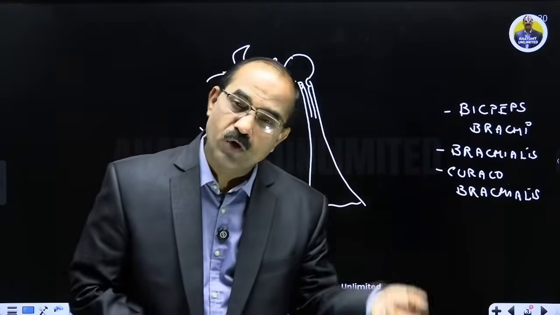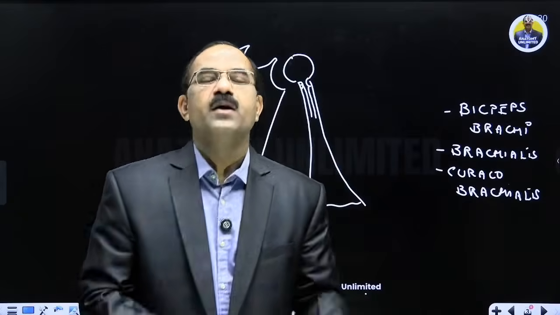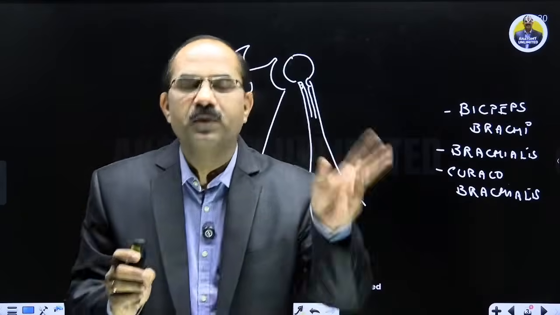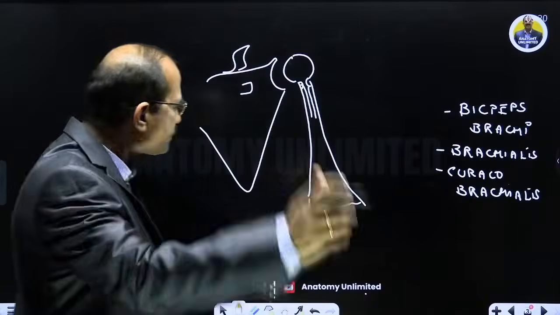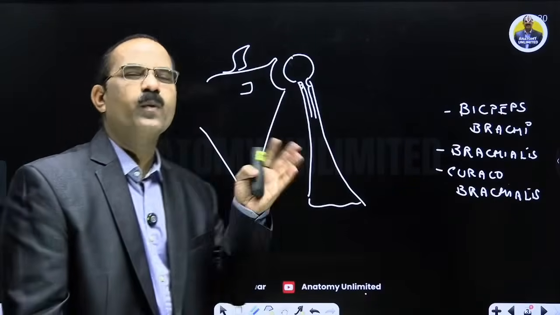Now biceps short note भी आता है. Biceps comes as a short note. Why is it known as biceps? Because it has got two heads. Two heads of origin है biceps. Fine. So एक है long head, one is short head.